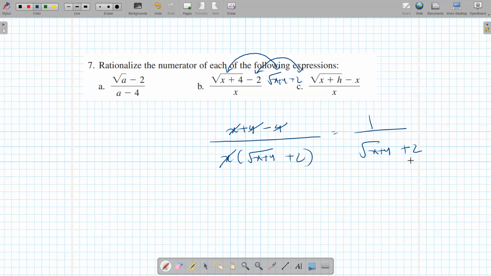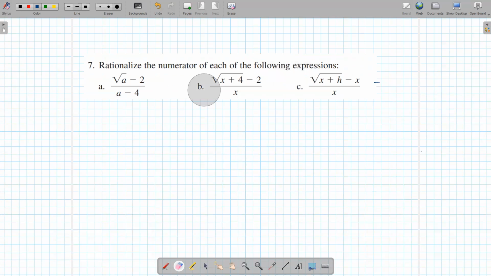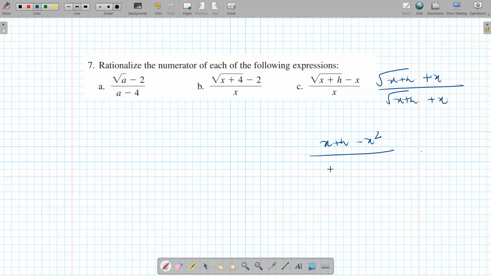Now look at b and c. B and c is the same thing. The only difference is there's an h on the top. So the answer to c is, actually it might be different. Let's do c. But it's very similar to b. The conjugate is going to be root x plus h plus root x. So on the top you get x plus h squared minus x squared. And on the bottom you'll get x times root x plus h plus root x.